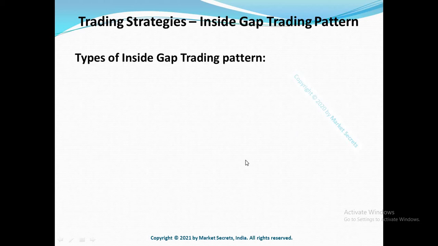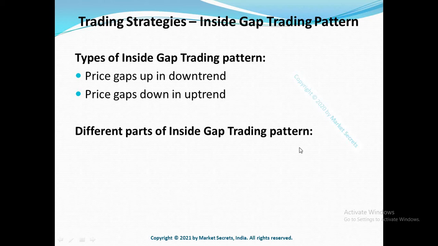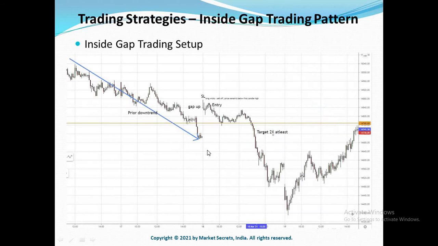There are two types of inside gaps: a price gaps up in a downtrend, or a price gaps down in an uptrend. For our example in this episode, let's take price gapping up in a downtrend. There are three different parts which form this pattern: a pre-downtrend, followed by a gap up, followed by a pullback. Let's talk about this in detail with an example.